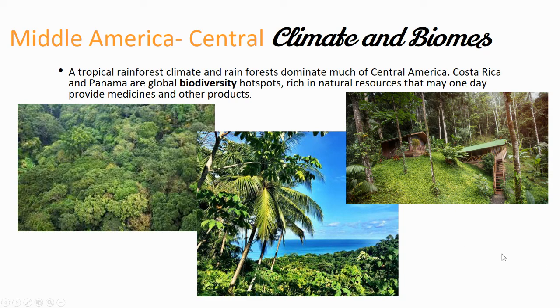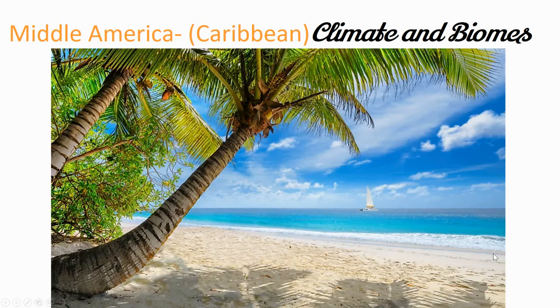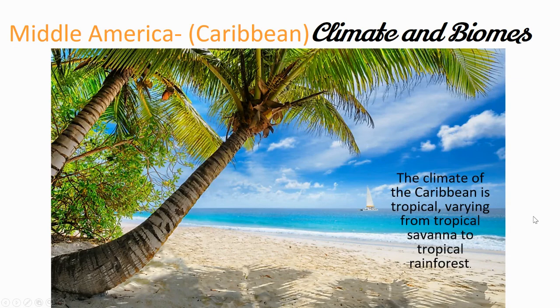Climates and biomes. Tropical rainforests are through much of Central America. Costa Rica and Panama have a huge amount of biodiversity because of these rainforests. The Caribbean, what do you need to say? The Caribbean is tropical. They range from tropical savannas to tropical rainforests.